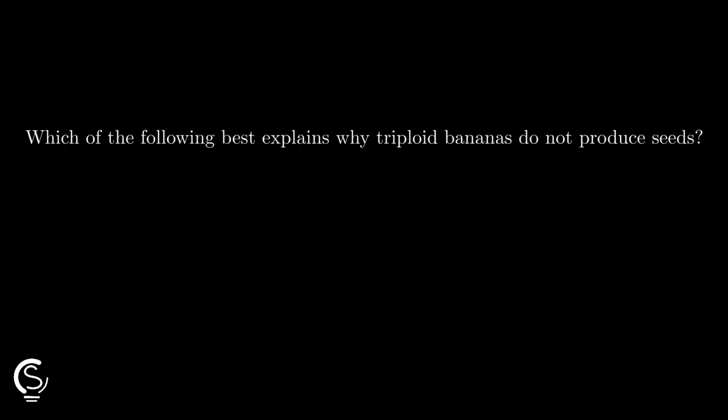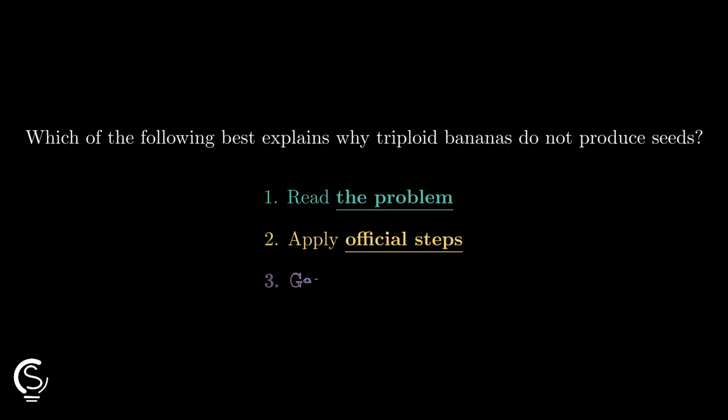I got your back. Bananas are seedless because they are triploid, but do you know why that stops reproduction? Let's break down this biology puzzle and find the answer fast.